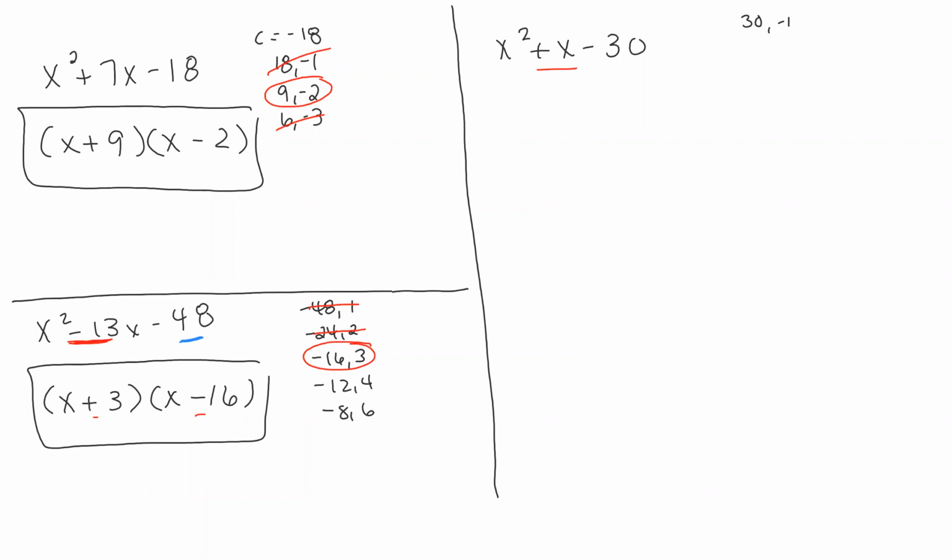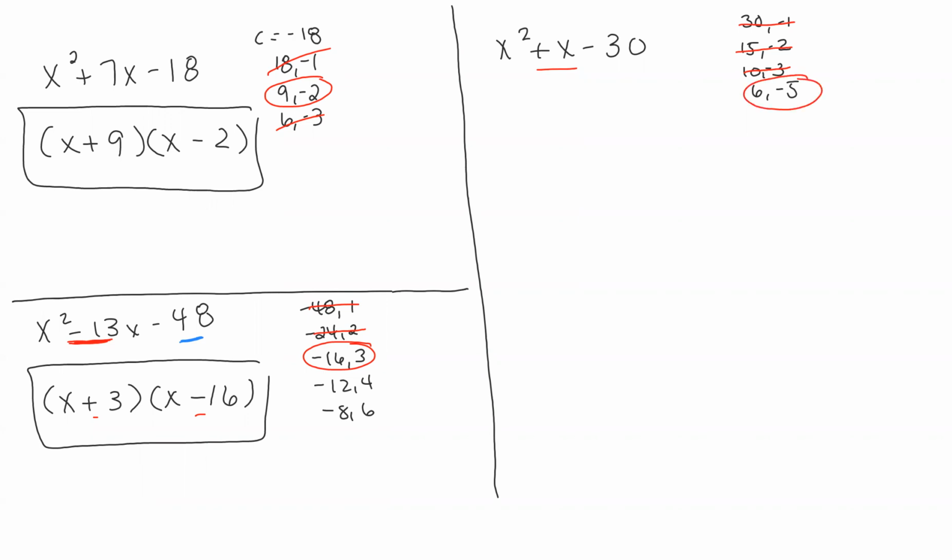Okay, so we could have 30 and negative 1. We could have 15 and negative 2. We could have 10 and negative 3, bless my heart. And then finally, we could have 6 and negative 5. Okay, so 30 minus 1 is 29. That doesn't work. 15 minus 2 is 13. That doesn't work. 10 minus 3 is 7. That doesn't work. 6 minus 5, however, is 1.